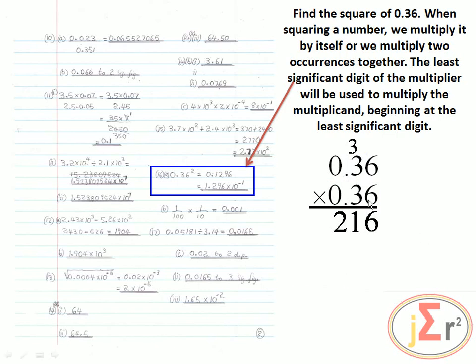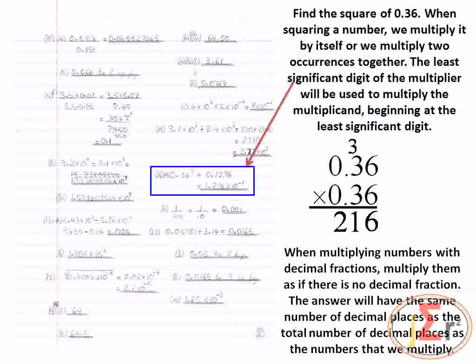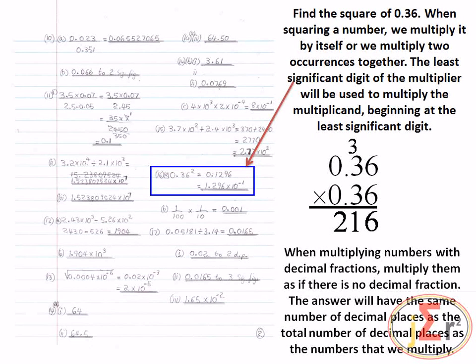After we have exhausted this with the multiplicand, we will go to the next slide where we will multiply by 3. When multiplying numbers with decimal fractions, we are mentioning it now, multiply them as if there is no decimal fraction. That's what we are doing. Multiplying, forgetting about the decimal fraction, forgetting about the number of decimal places. We are just multiplying.